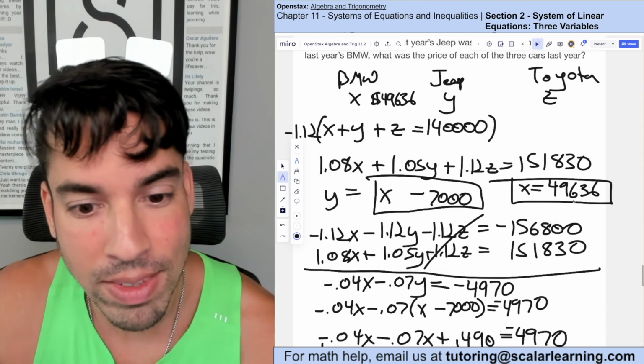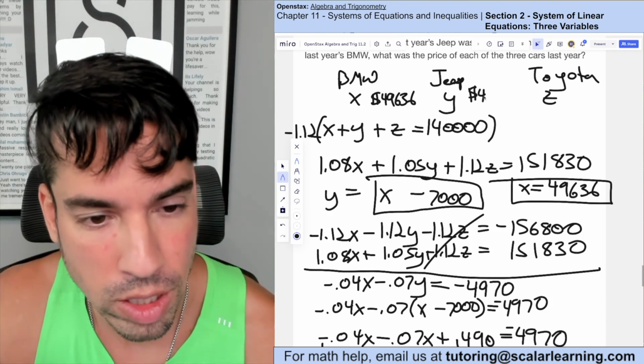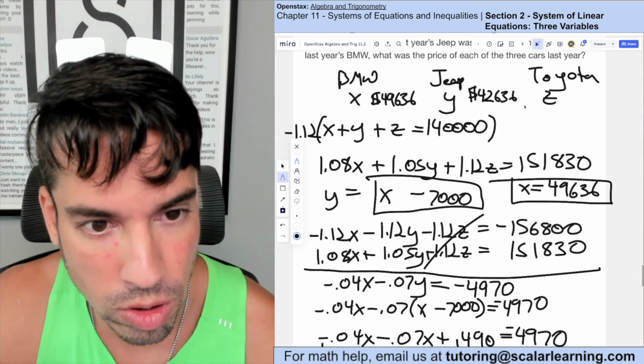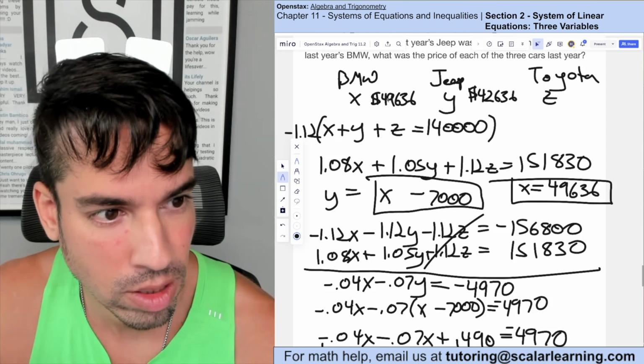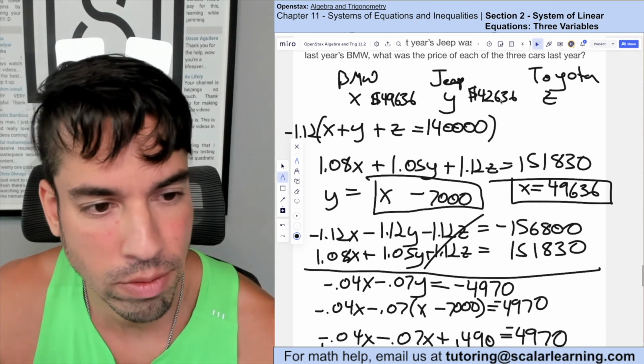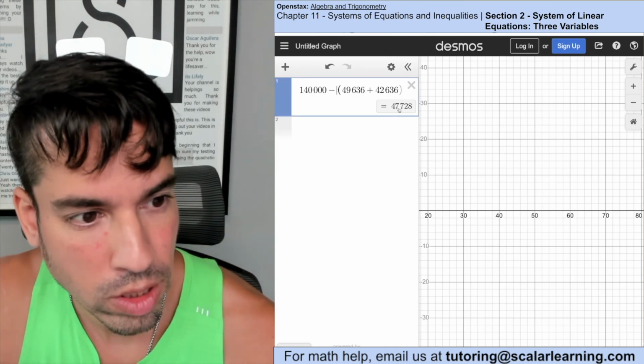So y is just 7,000 less than this, so I can just subtract by 7,000, and we get 42,636. And then going back to this equation, since they all add up to 140,000, I can add these together and subtract them from 140. Let's do that in Desmos. So you minus them and you get 47728.